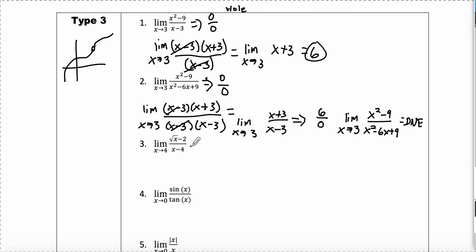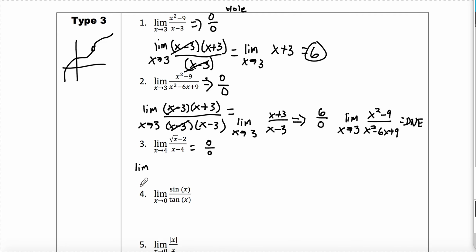Let's take a look at this guy. So if we evaluate here, and we plug in 4, I get square root of 4 is 2, minus 2 is 0, over 4 minus 4. Oh, that's interesting. That gives us 0 also. We have a square root here, so we can't do the same kind of factoring thing. There's a way to, but I like to think of it this way instead. If we're dealing with radicals like this, we can multiply by what's called the conjugate.